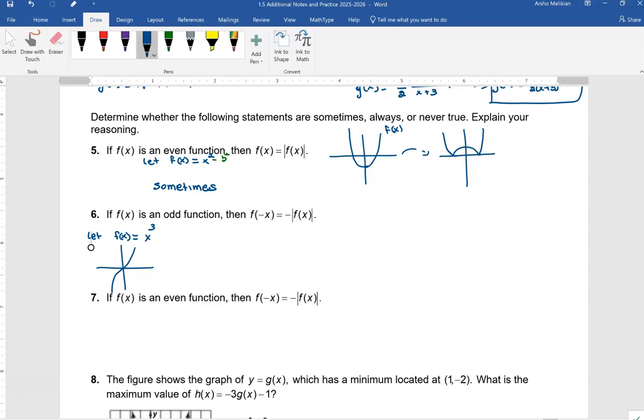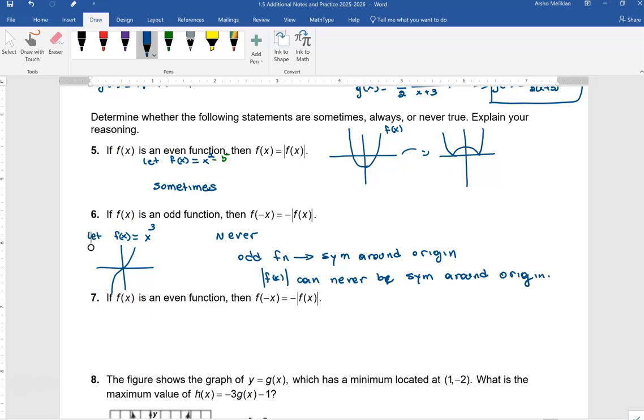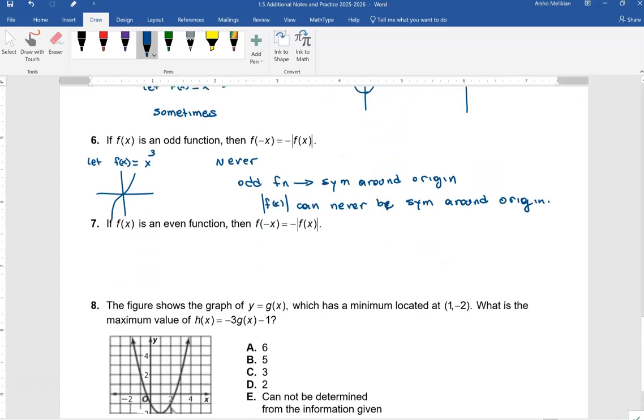Well, then, is there never a function? This is never. Okay? So an odd function is symmetric around the origin. Absolute value of f of x can never be that. Think about that. This is your homework when you go home tonight, is to think about why that is.